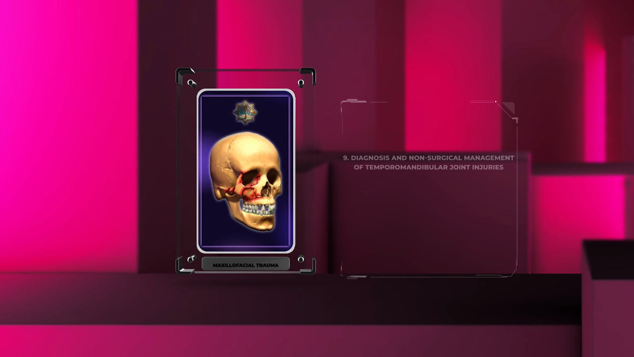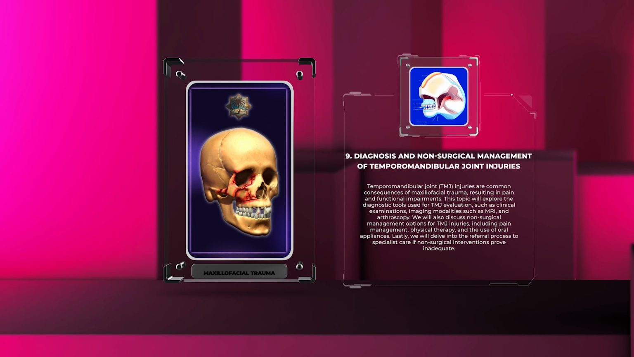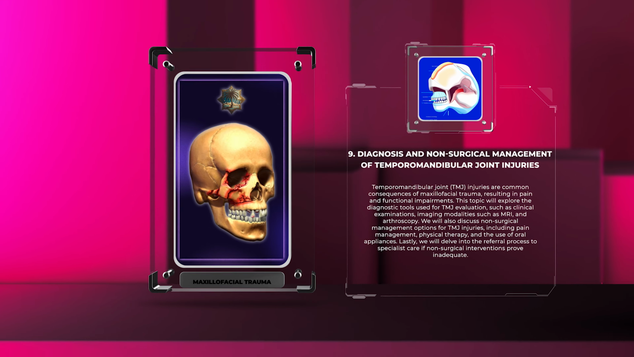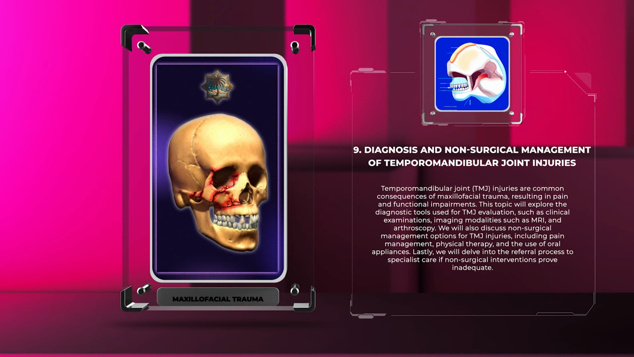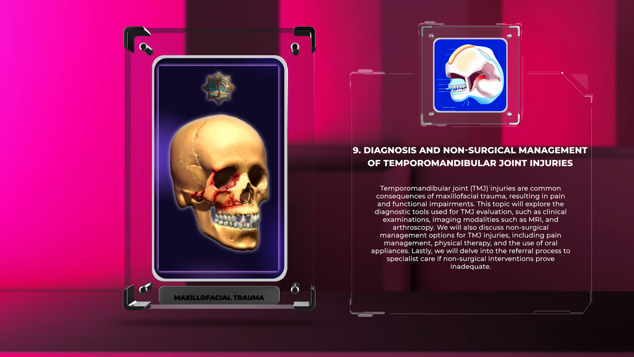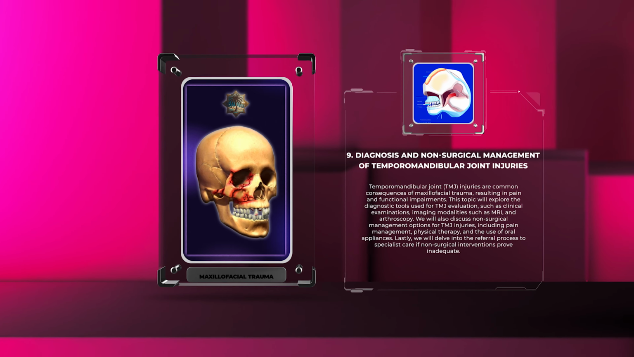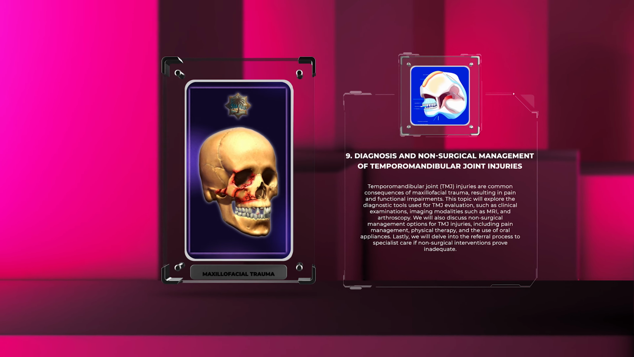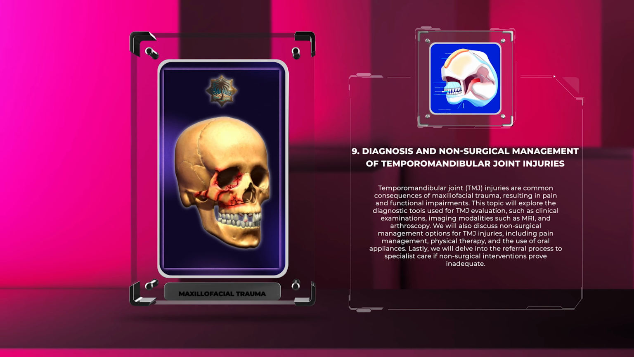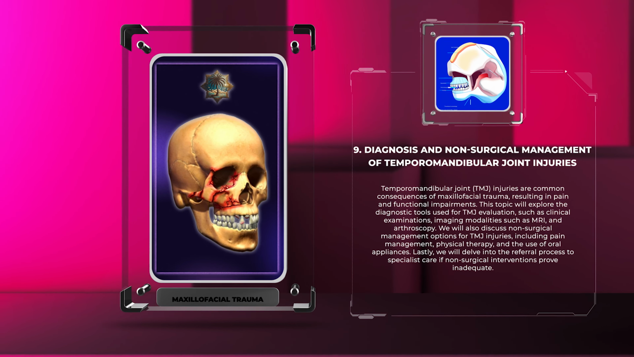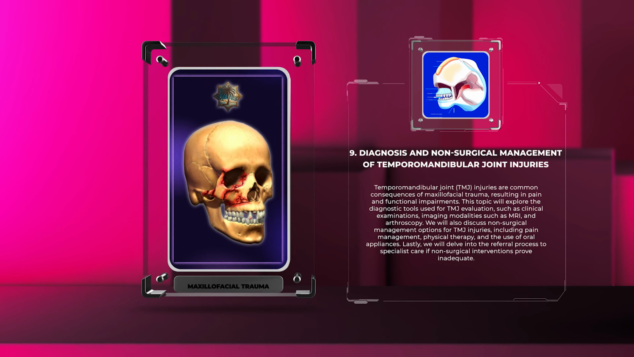Temporomandibular joint, TMJ, injuries are common consequences of maxillofacial trauma, resulting in pain and functional impairments. This topic will explore the diagnostic tools used for TMJ evaluation, such as clinical examinations, imaging modalities such as MRI, and arthroscopy. We will also discuss non-surgical management options for TMJ injuries, including pain management, physical therapy, and the use of oral appliances. Lastly, we will delve into the referral process to specialist care if non-surgical interventions prove inadequate.